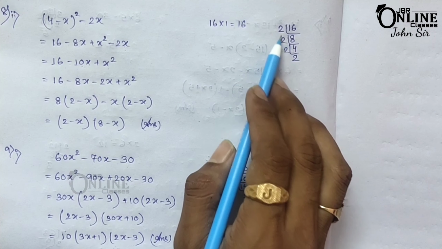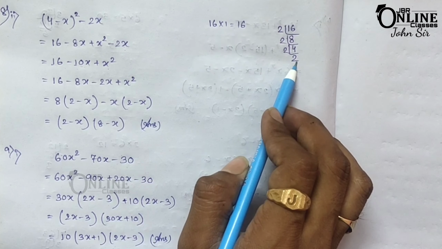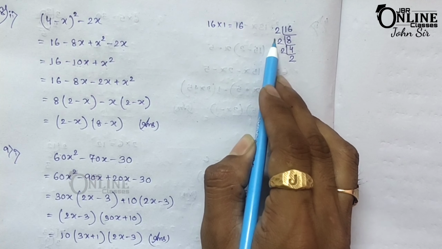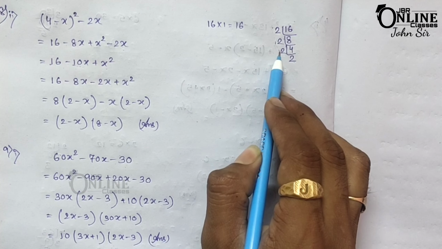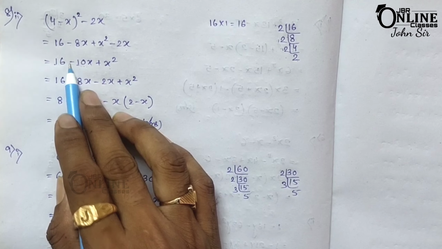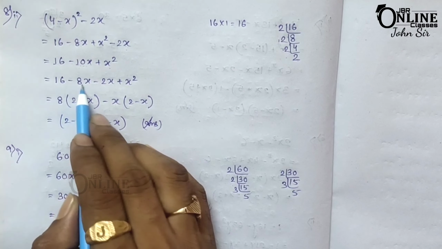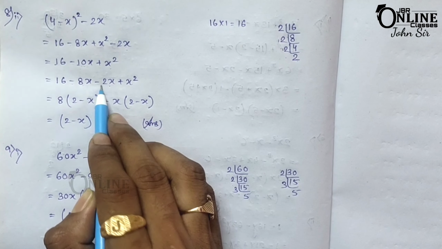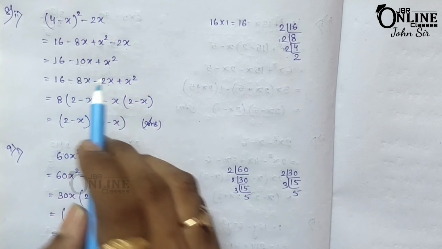Now factorize 16, you will get 2, 2, 2, 2. Now with the help of these, you have to make 10. So 2 into 2 is 4, 4 into 2 becomes 8, so 8 plus 2 becomes 10. As here it is minus 10x, write down minus 8x minus 2x. Minus 8x minus 2x, you will get minus 10x.